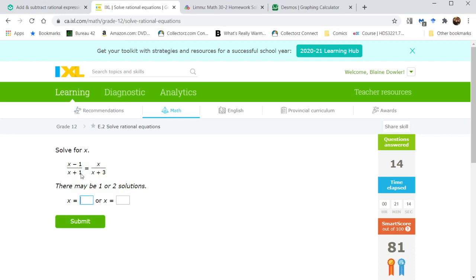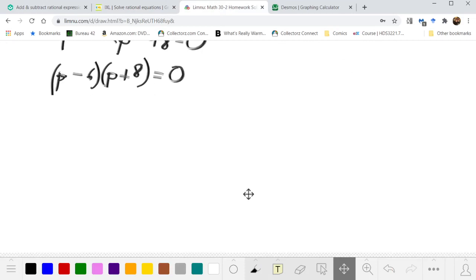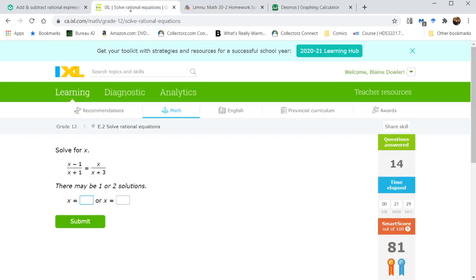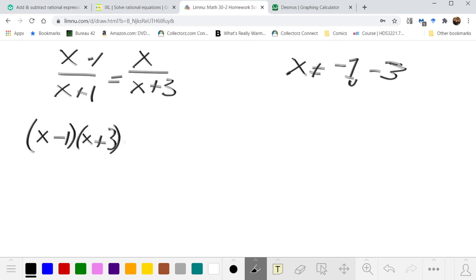Now, number 15, x minus 1 over x plus 1 is x over x plus 3. So x is not allowed to be negative 1 or negative 3. Multiply this out with the cross multiplication. We get x minus 1 times x plus 3 is x times x plus 1.